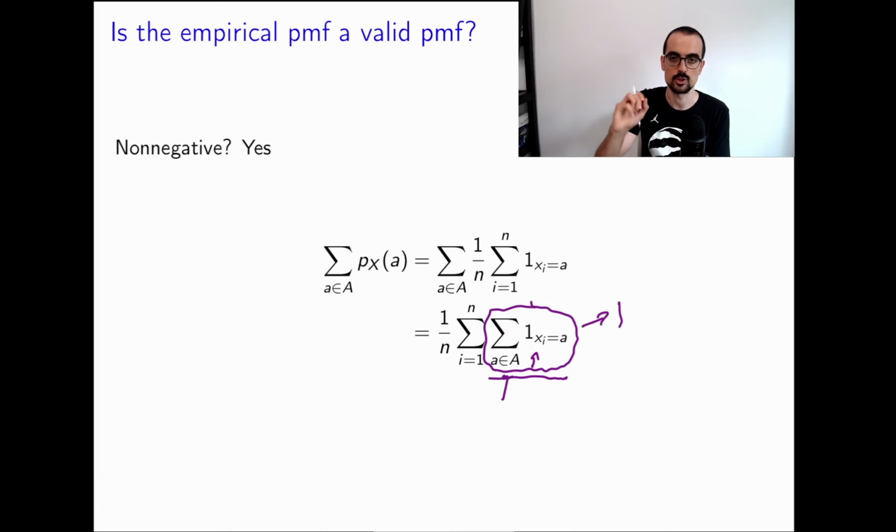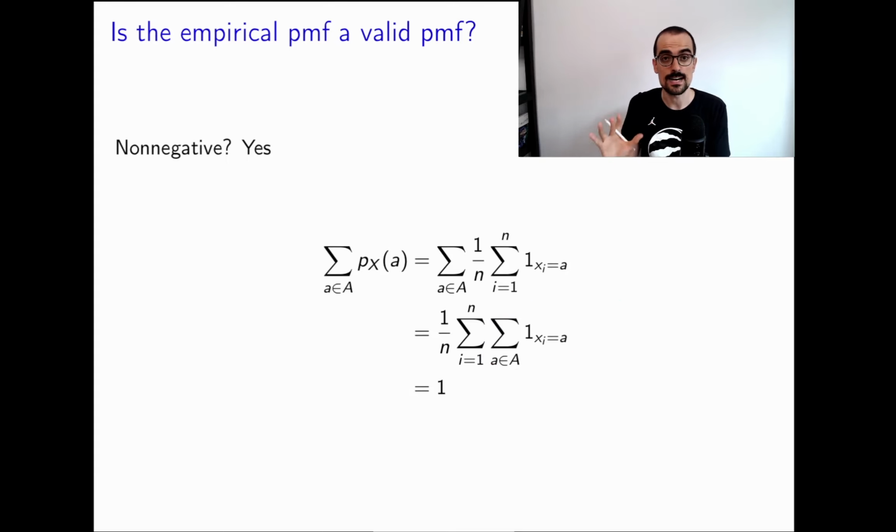Because there must be some a such that xi is equal to a. I meant some little a in the set capital A. So basically because all of those terms are 1, you sum 1 n times, you get n, you divide by n, you get 1. So we have a valid PMF. That's good news. We can just use the empirical PMF as the PMF of the random variable and do some interesting stuff.